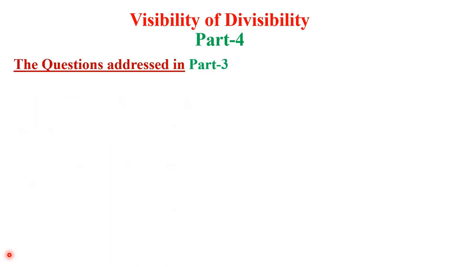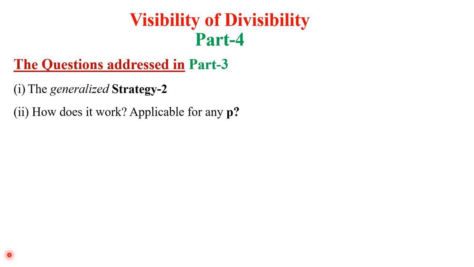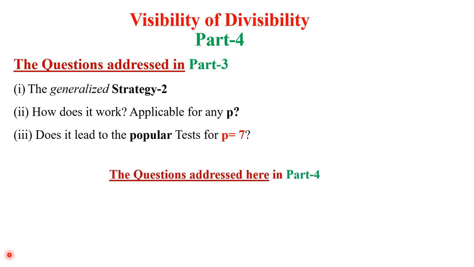Today we are with the last episode of the ongoing series Visibility of Divisibility, Part 4. In the last part, Part 3, we addressed some questions like the generalized strategy 2, how does it work, justification, and applied for any P in general, and does it lead to the popular test for P equal to 7? And some unanswered questions were there after Part 3, the questions addressed here in Part 4.